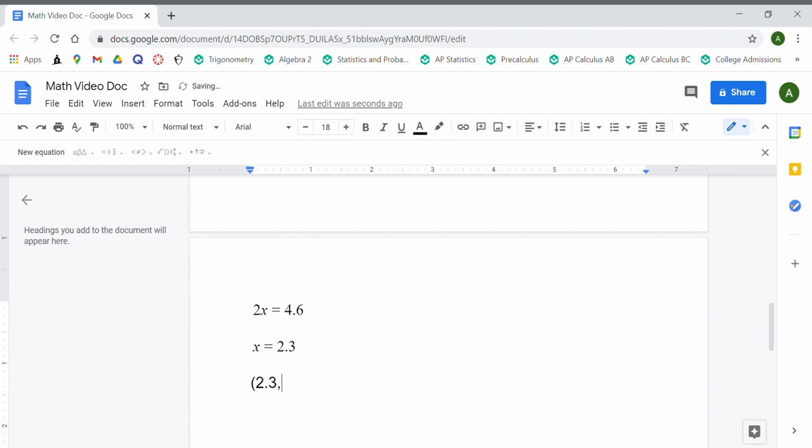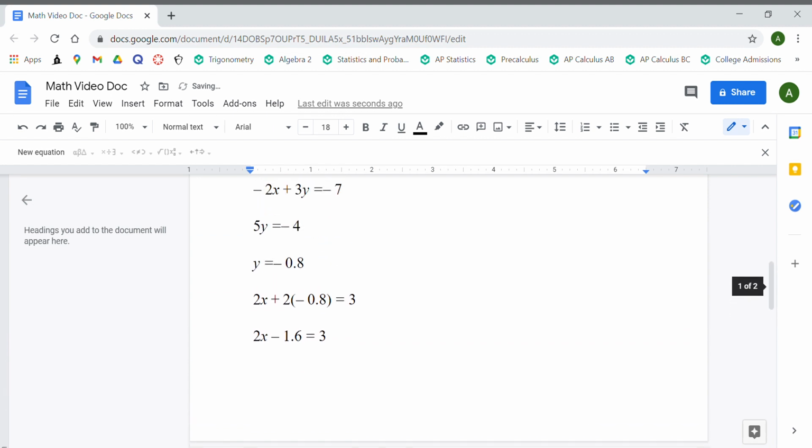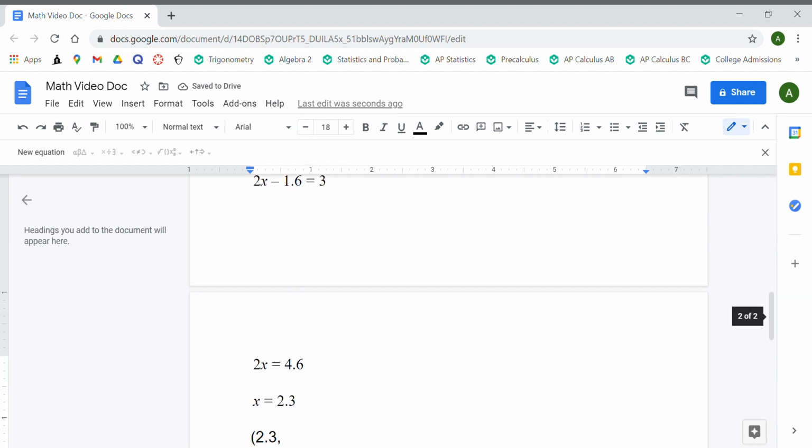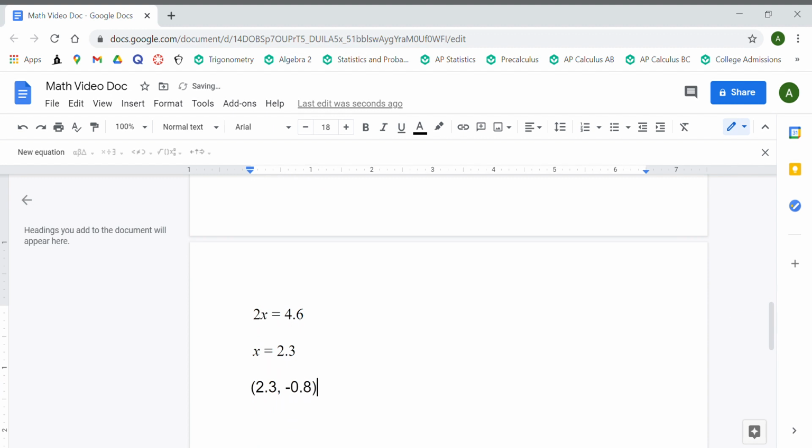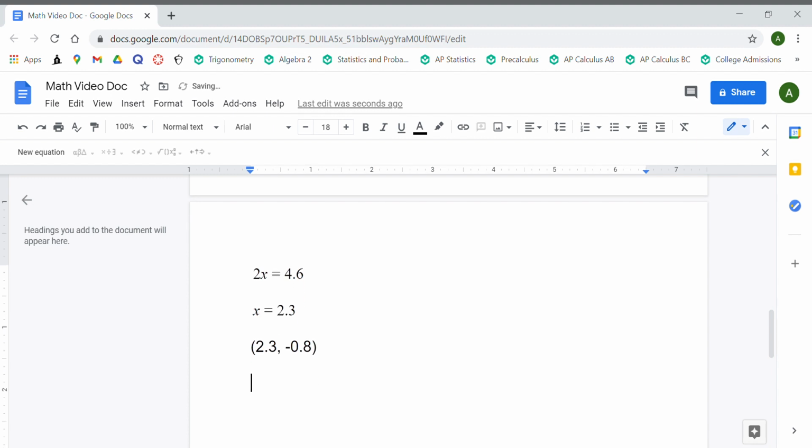Our solution is 2.3 for the value of x. We need to make sure that you do not flip-flop the numbers in the ordered pair. Don't confuse yourself. It's not negative 0.8, 2.3. It's 2.3, negative 0.8. X value, then y value. Pay attention to which is which, okay? Especially when you have to solve for y first.